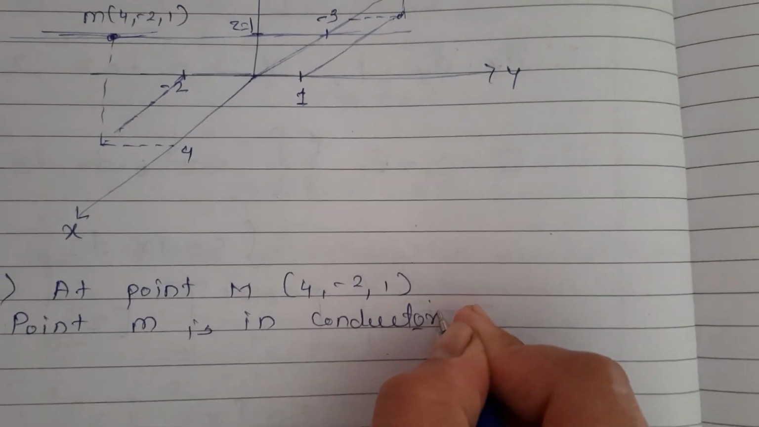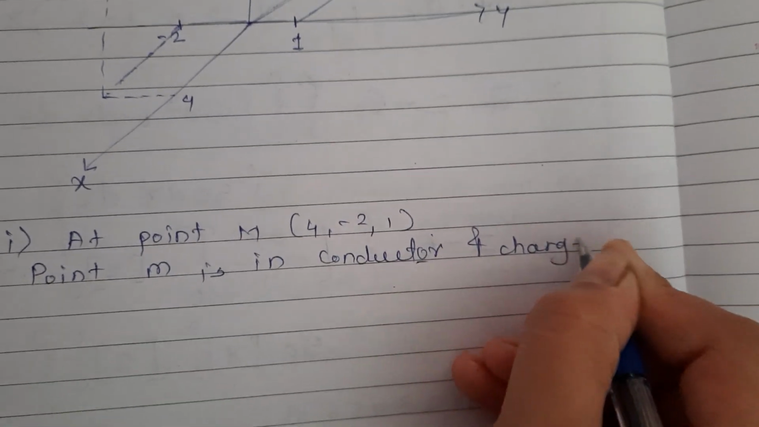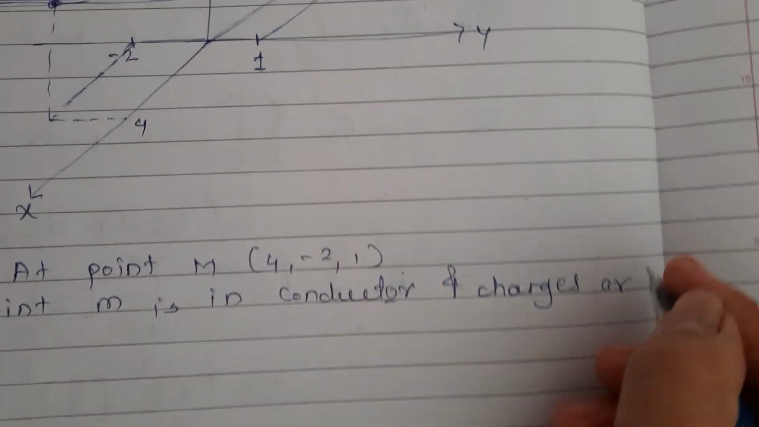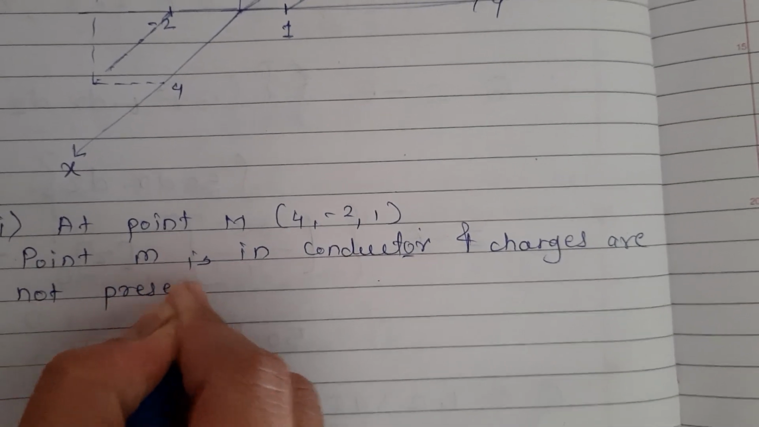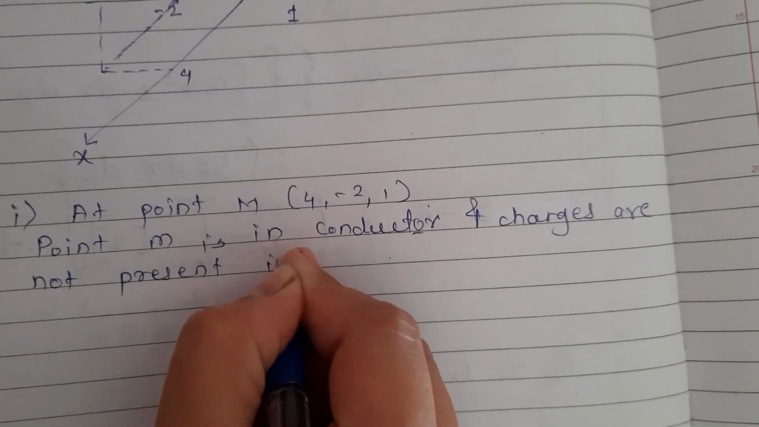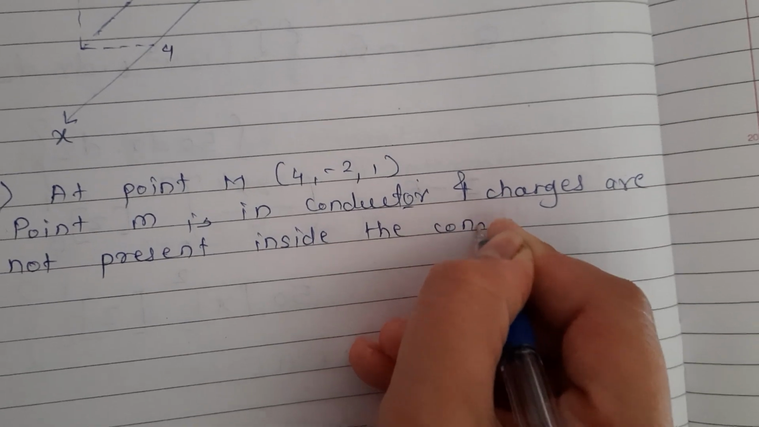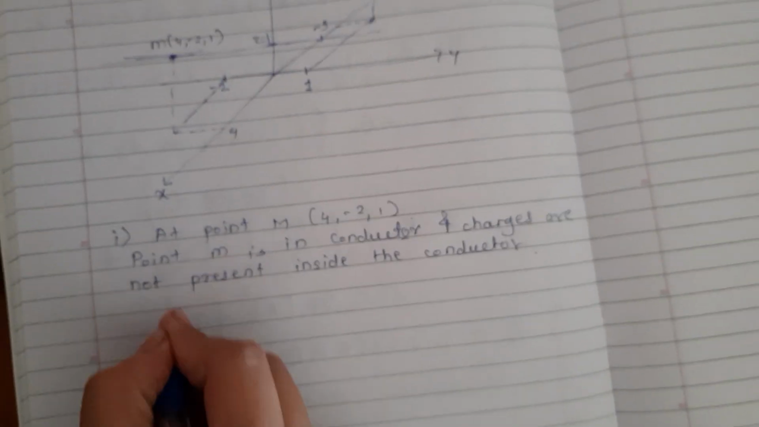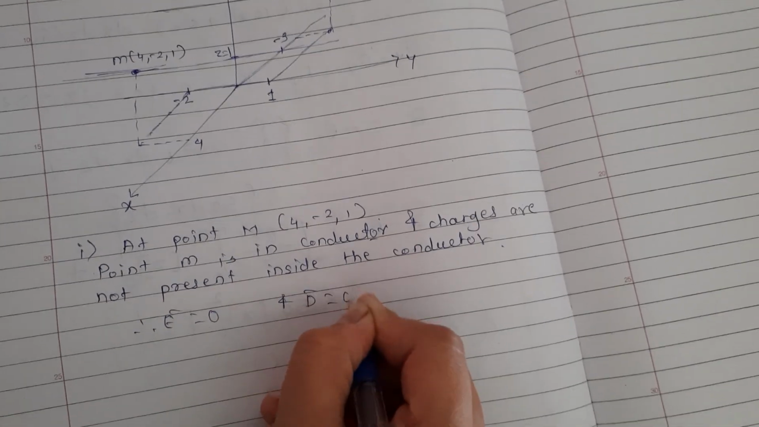Conductor, and charges are not present. Charges are not present inside the conductor. So E bar is equal to 0 and D bar is equal to 0.